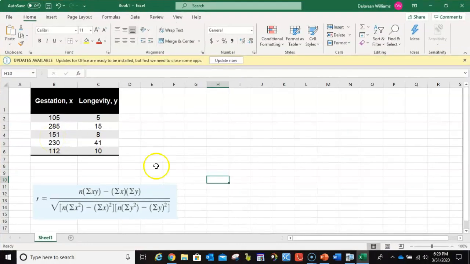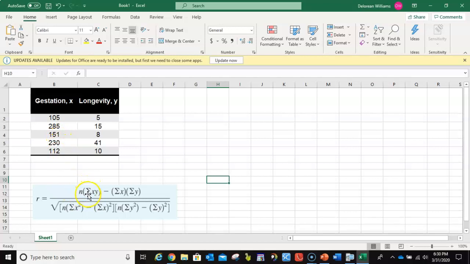Now, when I go to Excel here, I went ahead and copied the formula over so we can talk about the components. In this formula, there are several things that we need to know what they mean so we can be successful at calculating the R value. R is just the correlation coefficient. N represents the sample size. So that is the number of pairs of data that we have. In this case, we have five pairs of data, so N would represent 5.